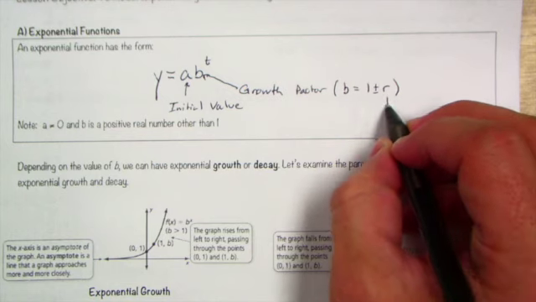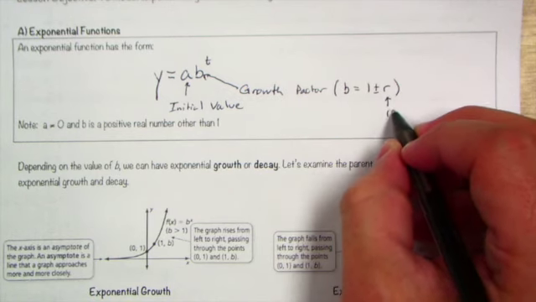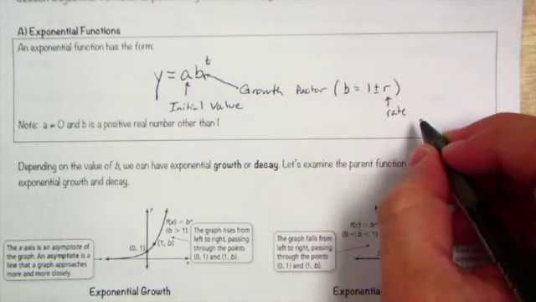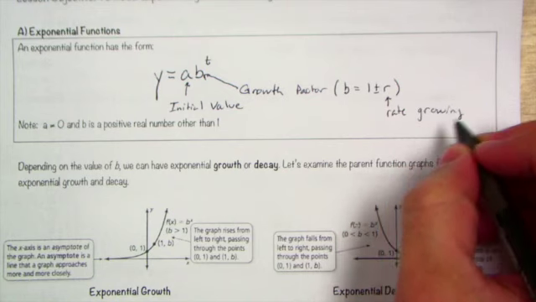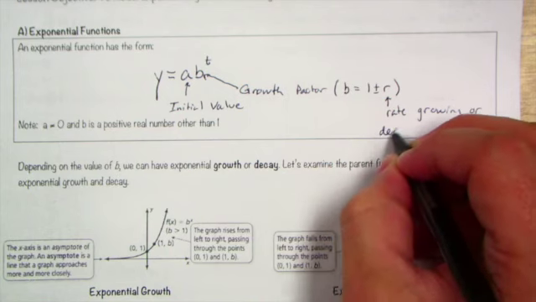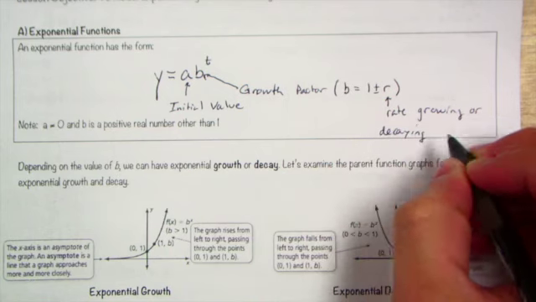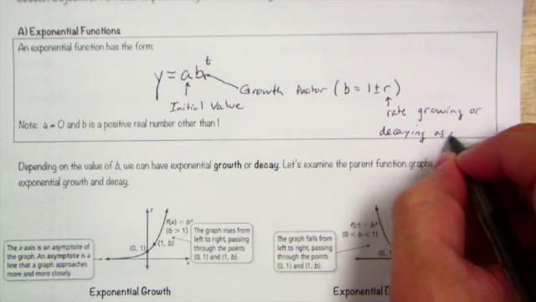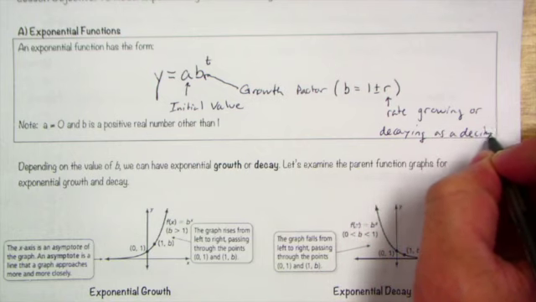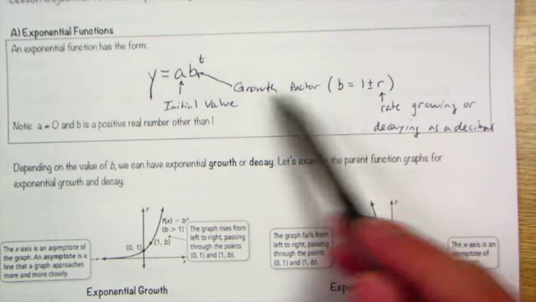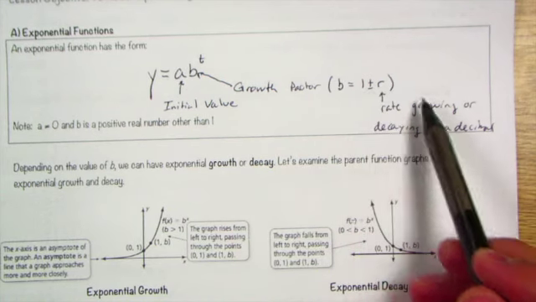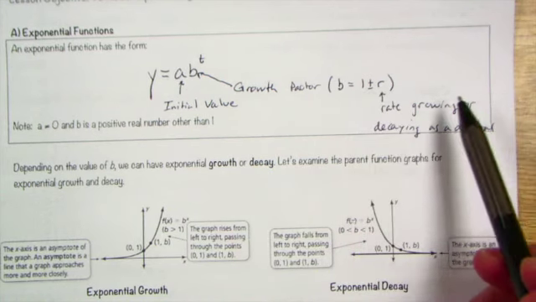Because we're going to talk about exponential growth and exponential decay. So this r right here serves as the rate, and it's the rate that it's growing or decaying as a decimal. So basically, the growth factor will be over 1 if it's growing, and it'll be less than 1 if it's decaying. And you'll see an example of this as we get down here.